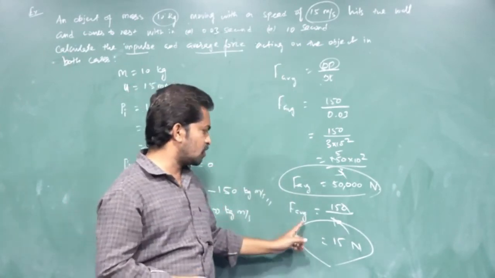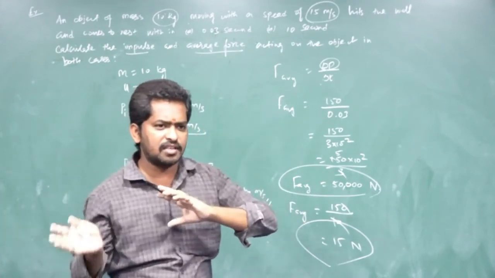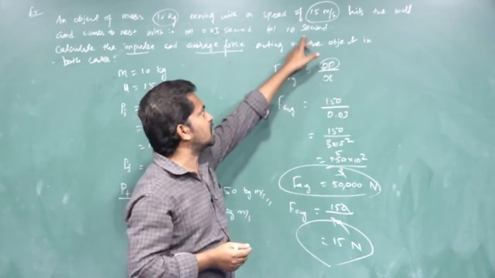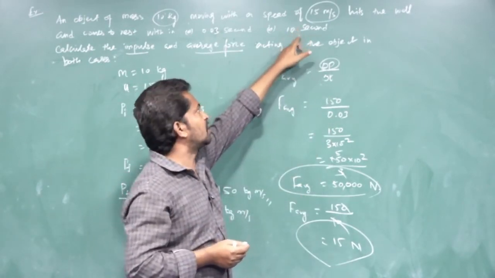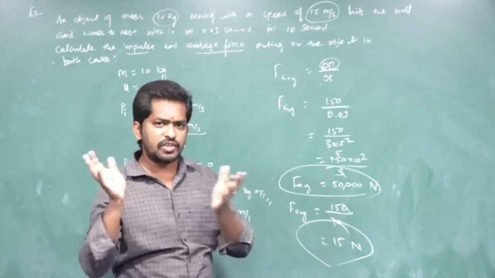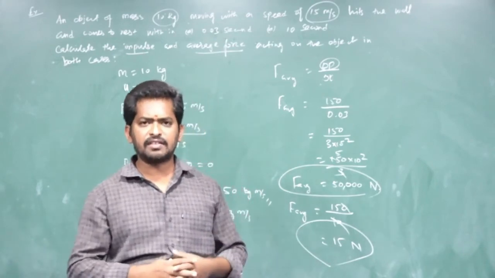So this is the average force. The change in momentum is nothing but this impulsive force. The impulsive force takes a much longer time period, 10 seconds, compared to the first condition. So over 10 seconds, the change in momentum rate decreases, so the average force also decreases to 15 Newton.